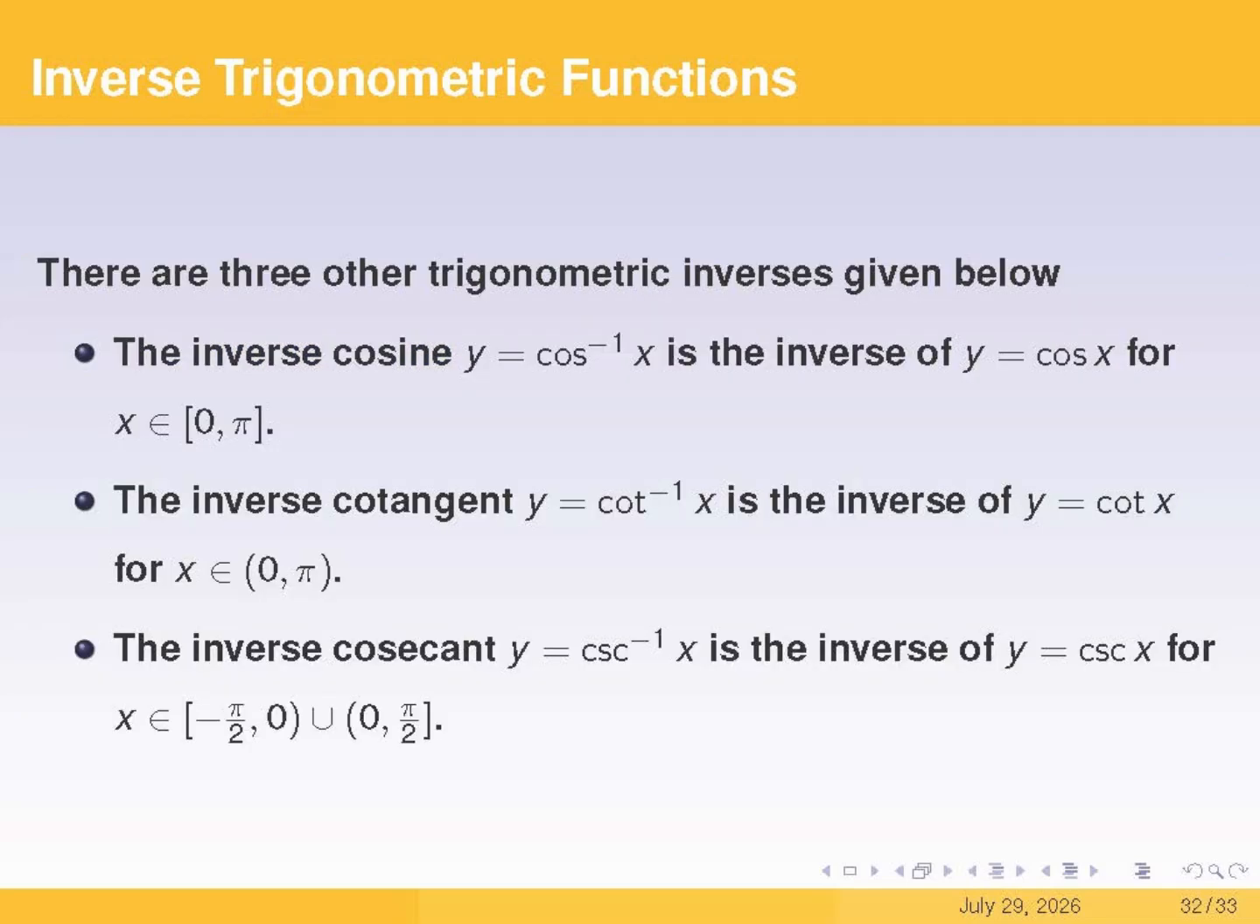Additionally, there are three other inverse trigonometric functions, as shown on the screen. The first is the inverse function of cosine, arccosine, whose domain is a closed interval from 0 to pi. The second is the inverse function of cotangent, arccotangent, whose domain is an open interval from 0 to pi. The third is the inverse function of cosecant, arccosecant, whose domain is the union of two half-open intervals excluding 0, that is, the half-open interval from -pi/2 to 0, union the half-open interval from 0 to pi/2.